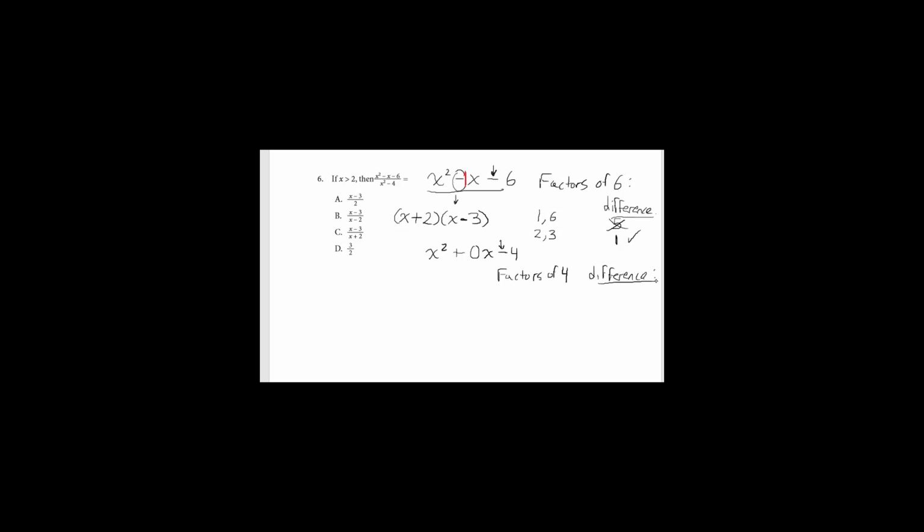So factors of 4, 1 and 4, and 2 and 2. Those are the only possible combinations. We don't need to repeat ourselves and put 4, 1. So, taking the difference, 4 minus 1, you get 3. Well, that's not what we want. We want 0. 2 minus 2, you get 0. So that works.